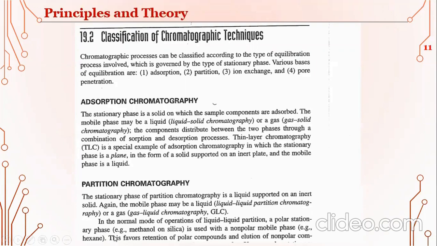So what it will do, this favors retention of polar compounds and elution of non-polar compounds. So the polar compounds will be retained there. If in a solution we have polar compounds, they will bind and be retained with the polar phase. The stationary phase is polar actually, methanol, and the non-polar will elute out with the hexane, because the mobile phase is non-polar. Am I clear?